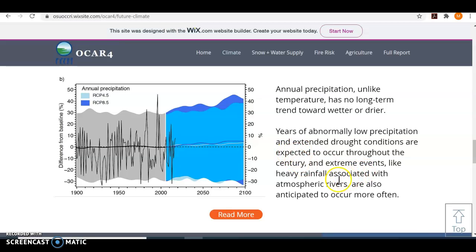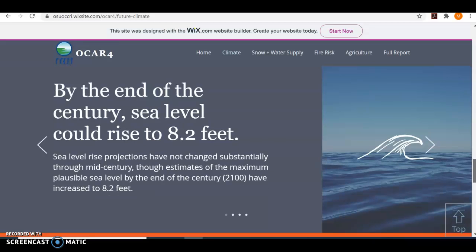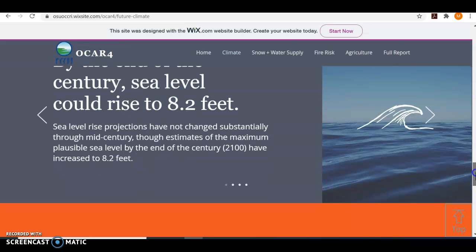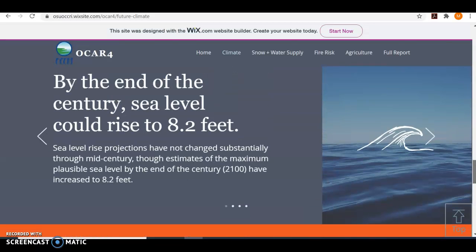And also we'll talk about extreme events here of heavy rainfall like atmospheric rivers. You don't have to read more on that one either. A little bit about sea level rise. Not a big emphasis in this class. I'm not going to talk about sea level in here. Don't need to worry about that.